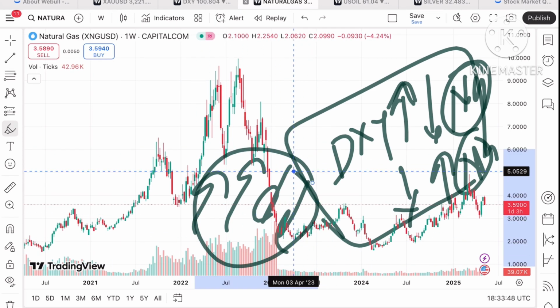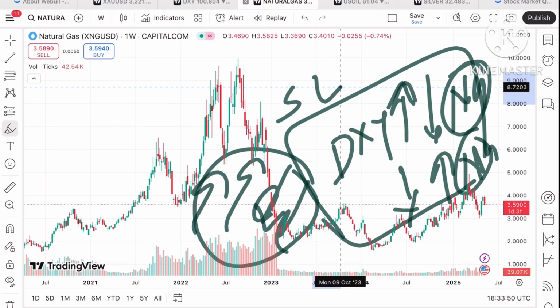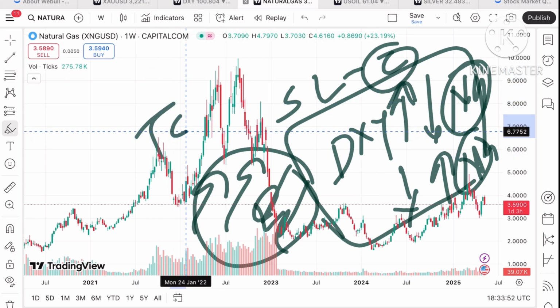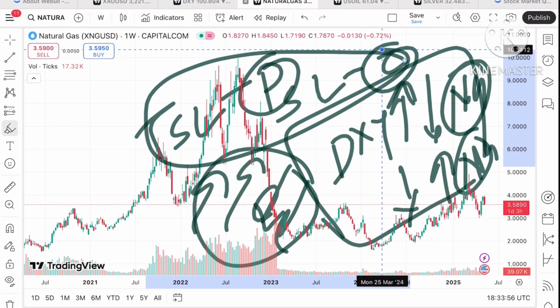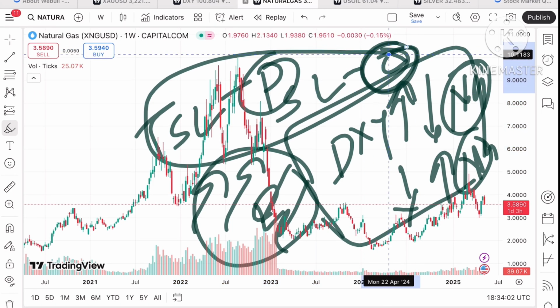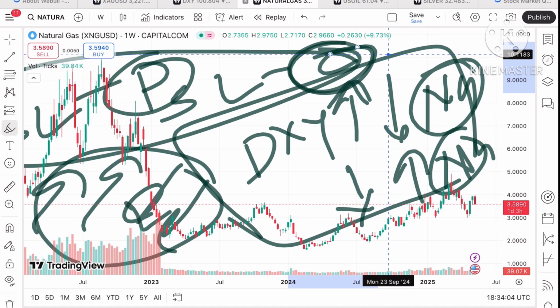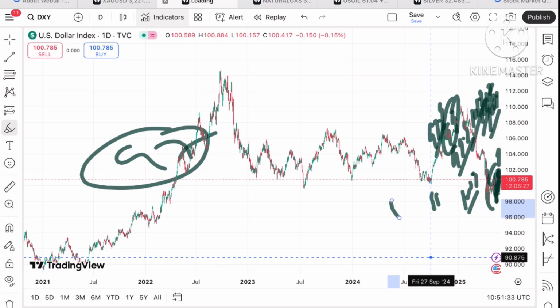So whenever you start your trade, to reduce the uncertainty, put your SL, and once you are in profit, try to trail the SL so your profit will be safe. These two things you have to do. If you keep doing this, you can save profit and can grow your capital over time. So let's see how the dollar index is moving.